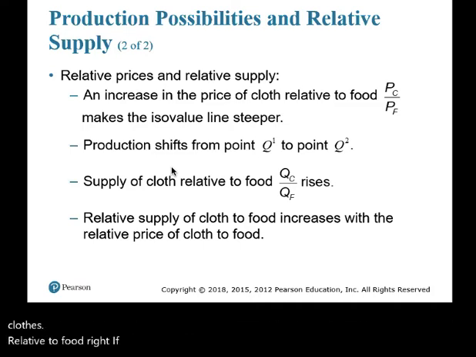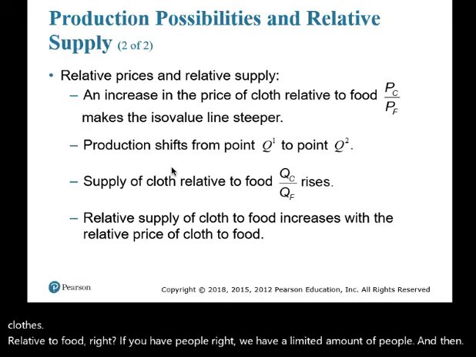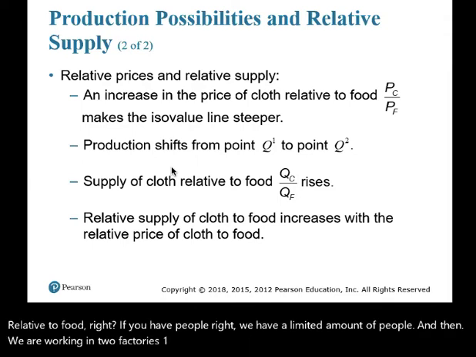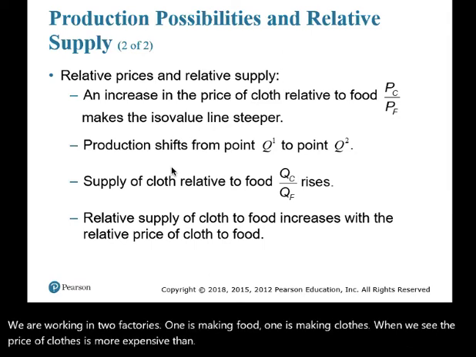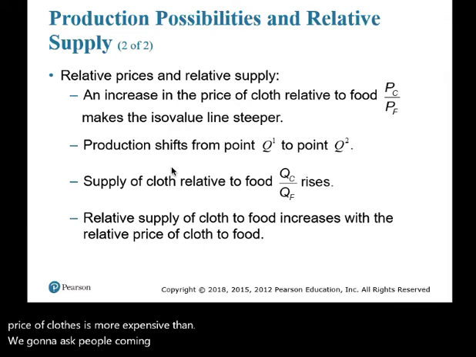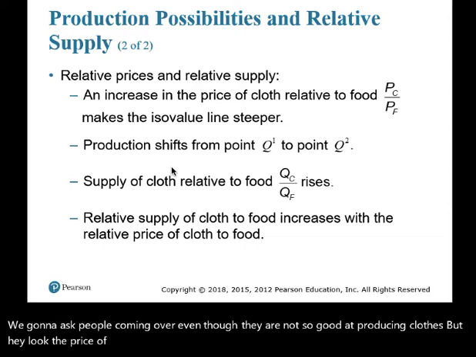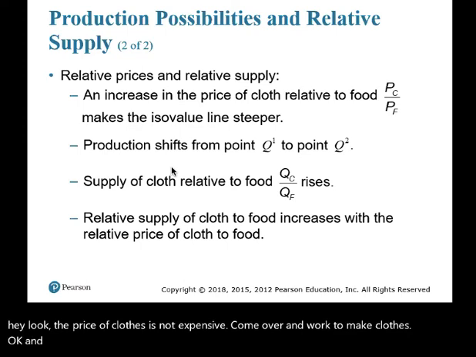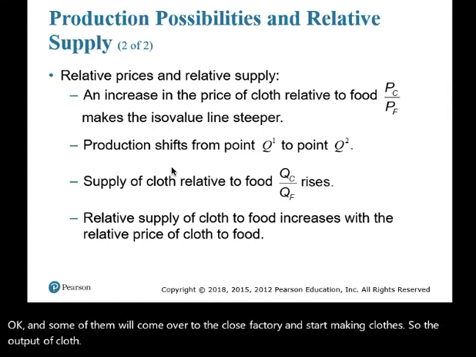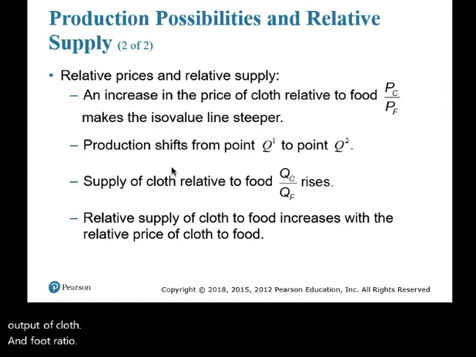If we have a limited amount of people, and we are working in two factories, one is making food, one is making clothes. When we see the price of clothes is more expensive, then we're going to ask people to come over, even though they are not so good at producing clothes, but hey, look, the price of clothes is more expensive. Come over and work to make clothes. Some of them will come over to the clothes factory and start making clothes. So the output ratio of clothes to food, QC over QF, will rise because the production of clothes will be higher.